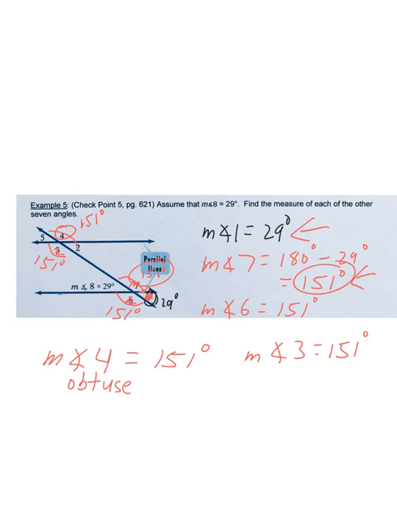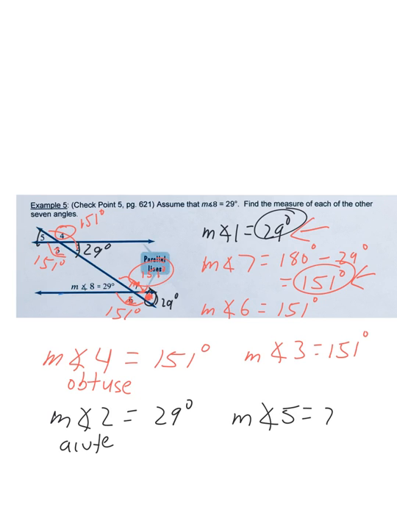And if you look at angles 2 and 5, they both look acute. They both look like they are opening up smaller than 90 degrees, smaller than the corner of a piece of paper. So angle 2 must be 29 degrees, just like angle 1 was. And the angle across from it, angle 5, must be equal. It also looks acute, so it must also be 29 degrees. So there we go.